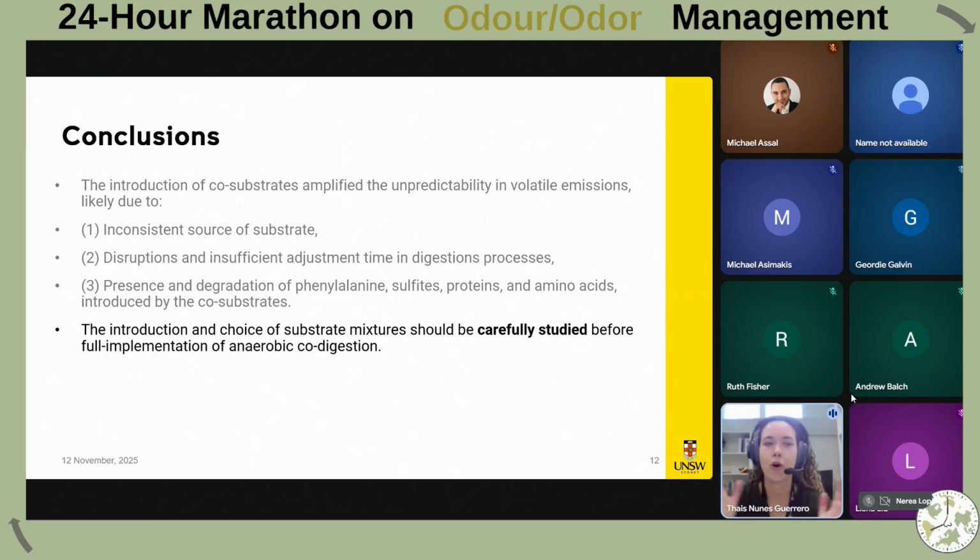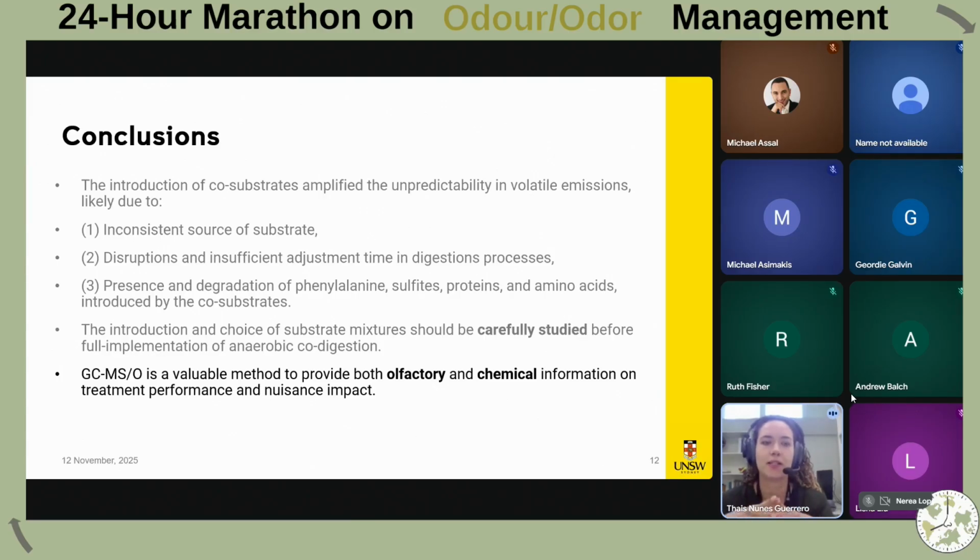And then in terms of overall conclusions, as I mentioned, this was the first attempt to study the odor impacts of co-digestion. So before the introduction and choice of substrate mixtures, there should be further study, so carefully study before full implementation, because you can have odor increase your odor problems.